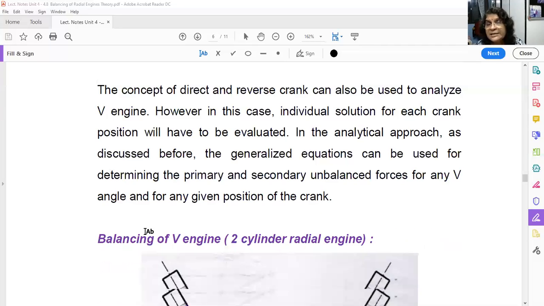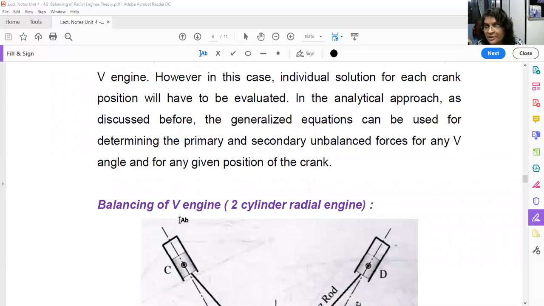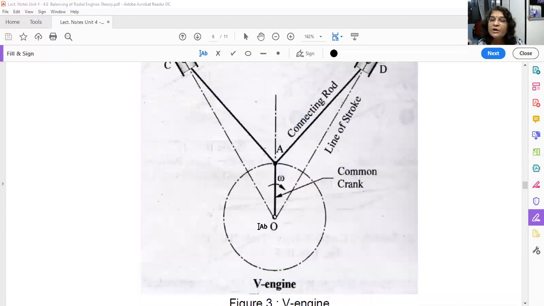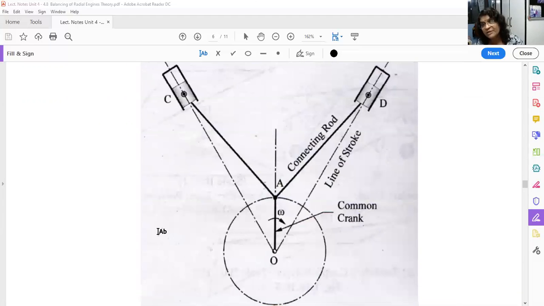So let us see balancing of a V engine, that is a two-cylinder radial engine. The analytical method first; the graphical method we are going to study later on, because it is the same for all radial engines, whether it is 2-cylinder, 3-cylinder, 4-cylinder. But the analytical method we can apply only for 2-cylinder, that is the V engine, because as the number of cylinders increases, the analytical method becomes more complex. That's why the analytical method is not used for more than 2-cylinder.